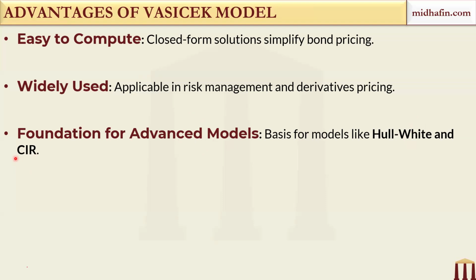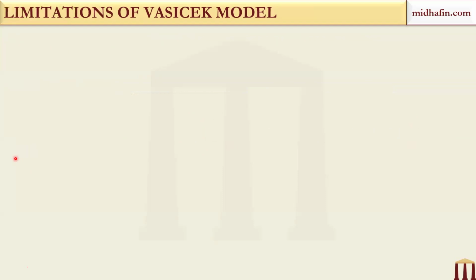Okay. Now, since we have discussed advantages, we should also look at the limitations. Obviously, whichever model we talk about, irrespective of its complexity, even if it is very complex and applicable to different situations, it still will not be perfect. Vasicek, of course, is quite simple, so in any case, Vasicek cannot be perfect, right? So it has its share of limitations.